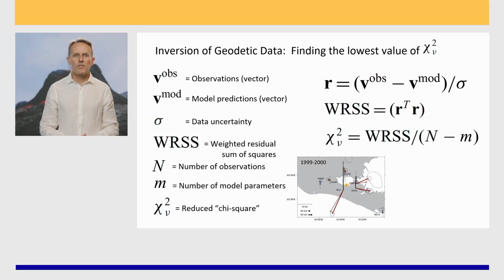We can now try different model parameters and see how it influences the calculated reduced chi-squared. This is what inversion of geodetic data is about: finding the model parameters that produce the lowest reduced chi-squared value.